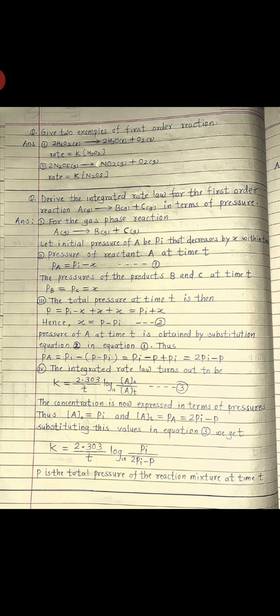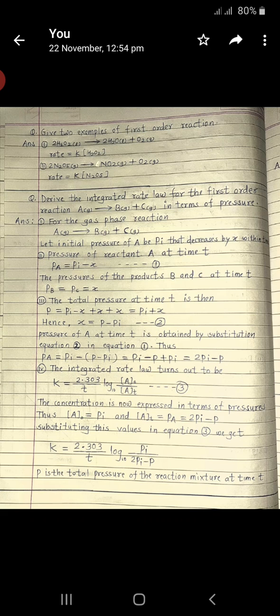Okay. So the integrated rate law turns out to be K is equal to 2.303 upon t log to the base 10 A0 upon At. This is the integrated rate law equation, equation 3. Here the concentrations are expressed in terms of pressure. So A0 is equal to Pi and At is equal to PA. And what is PA? PA is equal to 2 Pi minus P. So this is At and A0 is Pi.